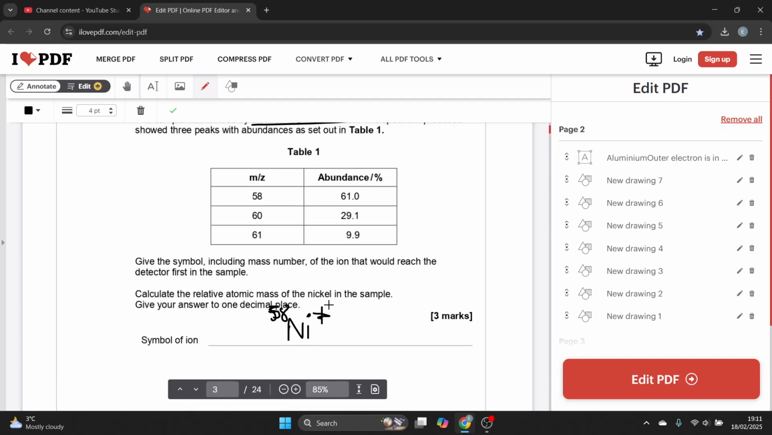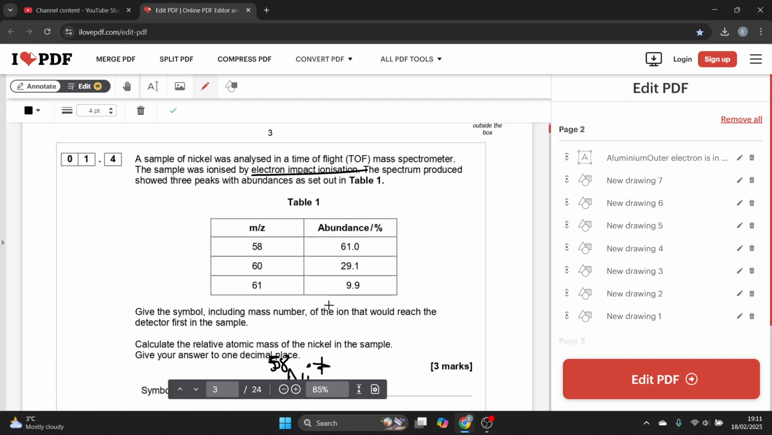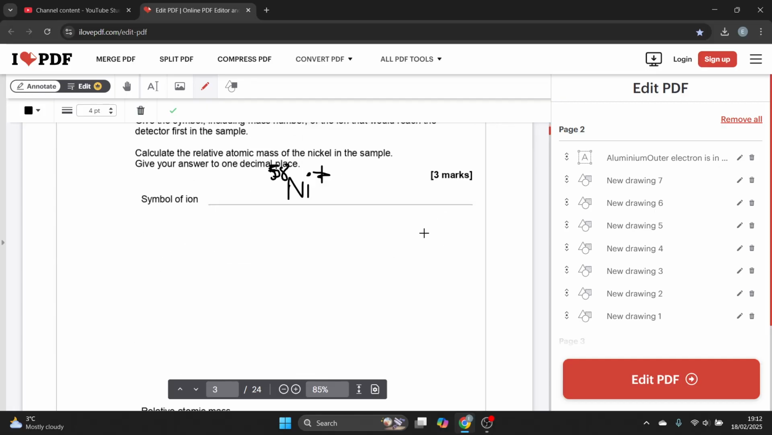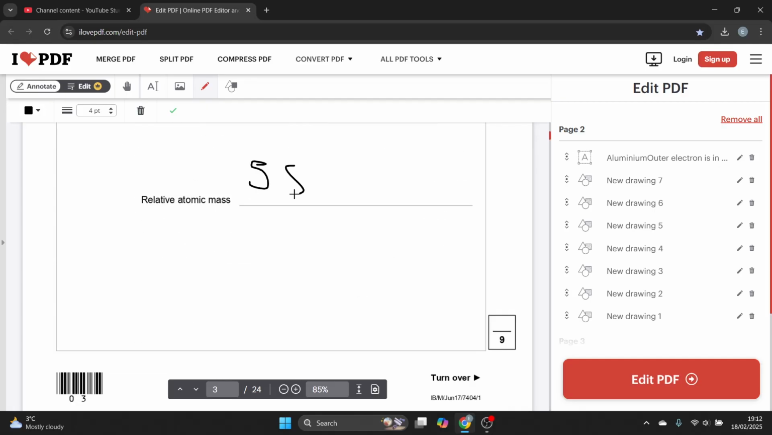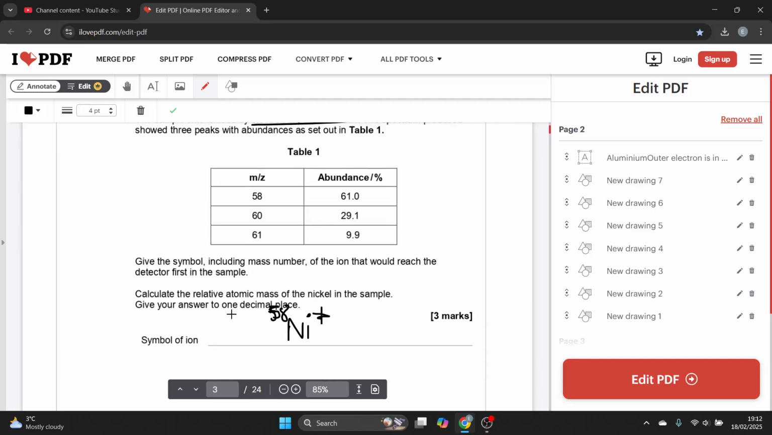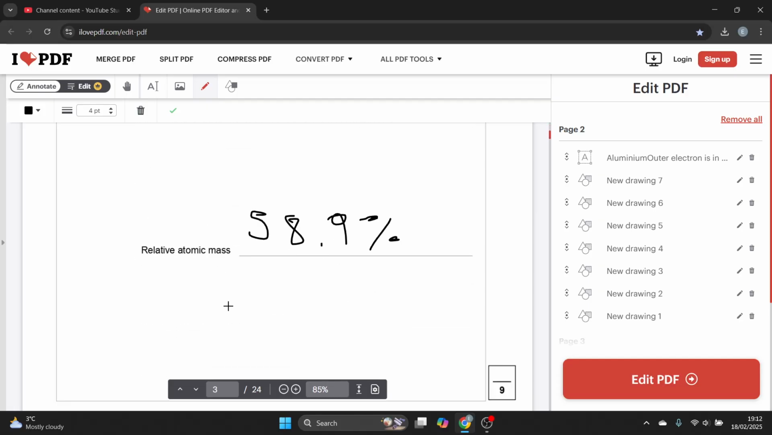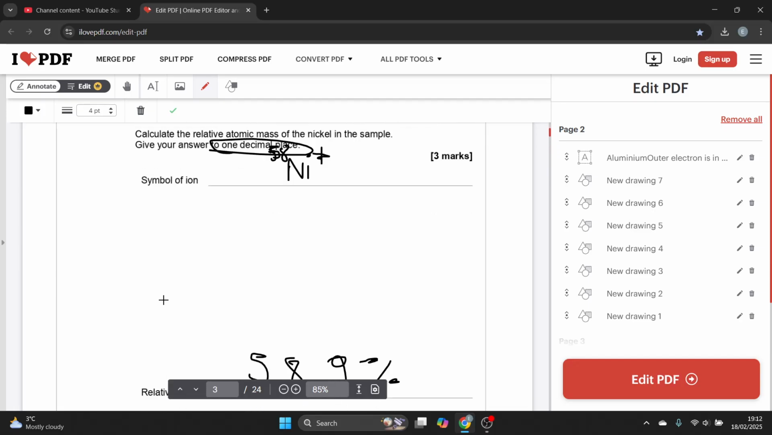Calculate the relative atomic mass of this. I've just double checked they all add up to 100: 61 plus 29.1 plus 9.9. It does, then all I'm going to do is 58 times 61.0, plus 60 times 29.1, plus 61 times 9.9, divided by 100. One decimal place, 58.9. And the answer must be to one decimal place only.